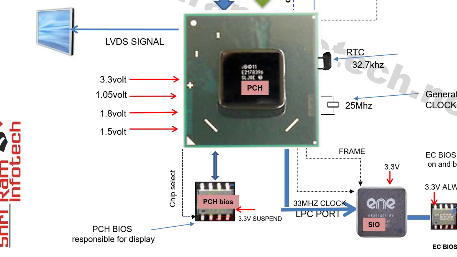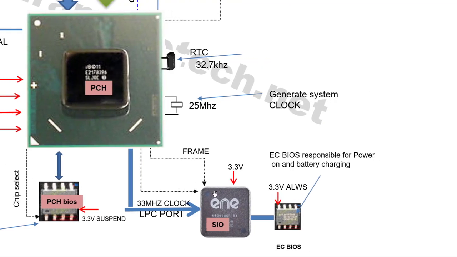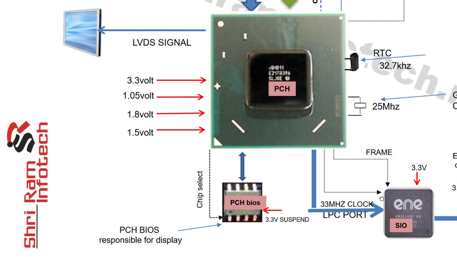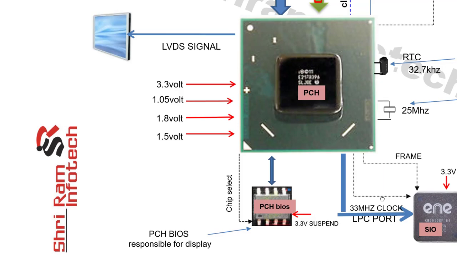So whenever you have a problem like no display, you have to flash the main BIOS. But if your laptop is not powering on, then you have to focus on the EC BIOS. In comparison, the EC BIOS is small in size, like 128 KB or 256 KB, or at most around 512 KB, whereas the main BIOS starts from 4 MB, 8 MB, 16 MB, 32 MB, so it's bigger in size.